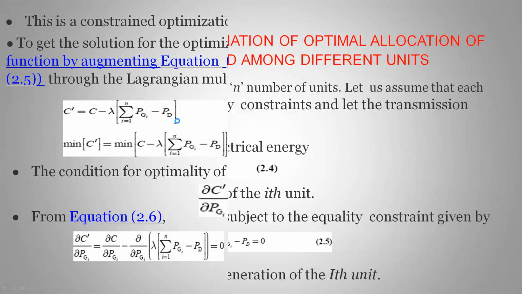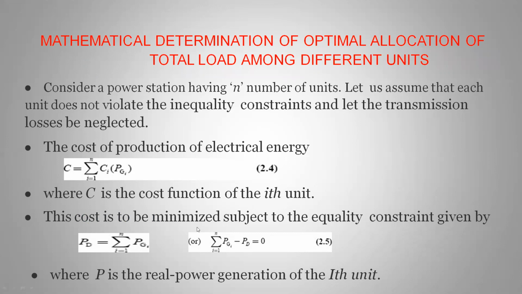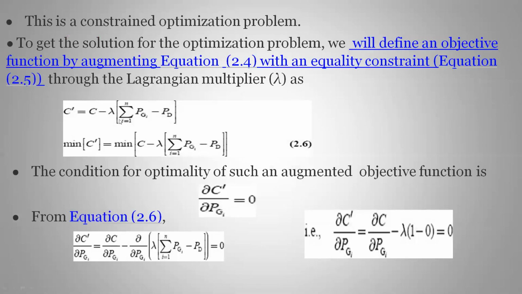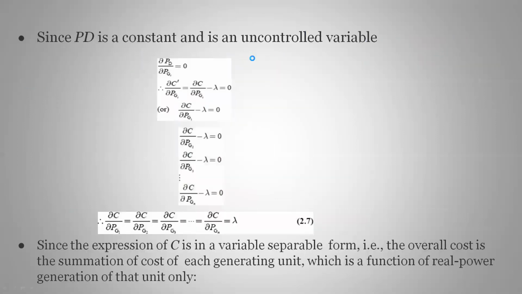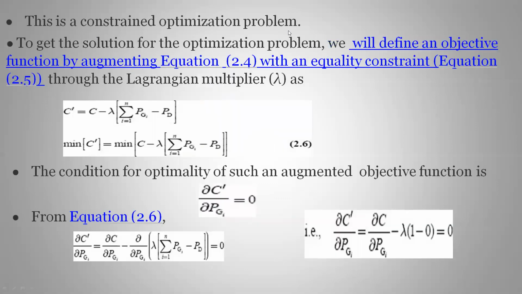Remember, we have just seen that the cost is to be minimized subject to the equality constraint. What is the equality constraint? The sum from i equal to 1 to n of PGi minus PD, which is then multiplied with the Lagrangian multiplier lambda. So C dash is equal to C minus lambda into the sum from i equal to 1 to n of PGi minus PD.